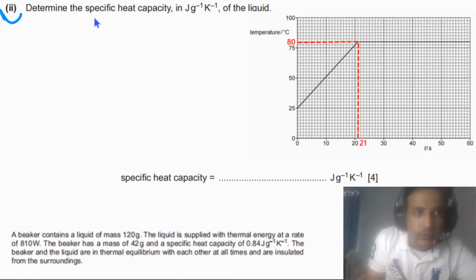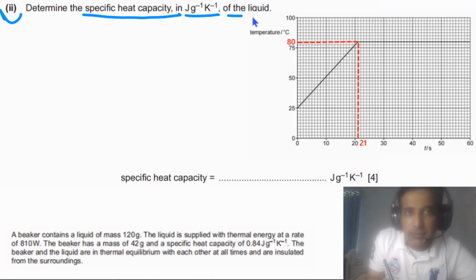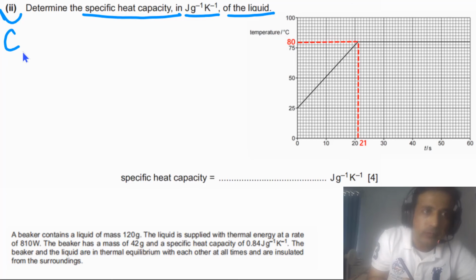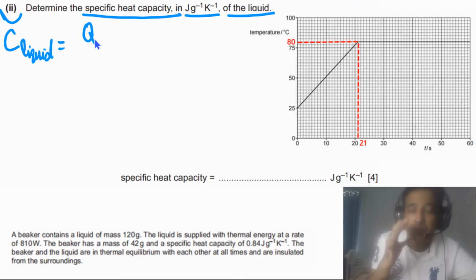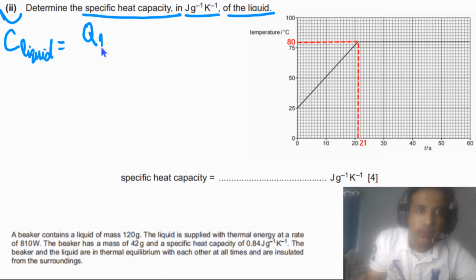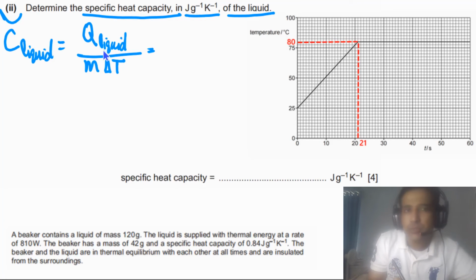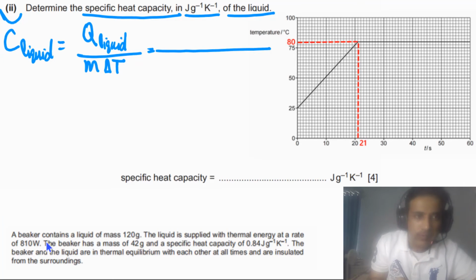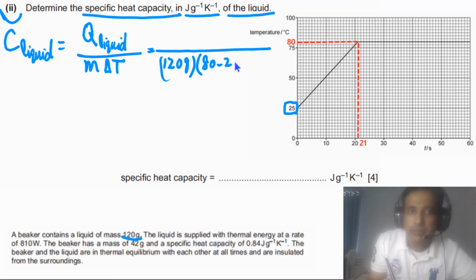Part 2 says determine the specific heat capacity in joules per gram per Kelvin of the liquid. So we need to determine c for the liquid. This has to be equal to Q supplied to the liquid, meaning thermal energy supplied to the liquid, divided by m times delta T, the rise in temperature. In this case Q liquid we don't have, so we can leave that part. The mass of the liquid we have, the beaker contains liquid of mass 120, so this is 120 grams. And the rise in temperature we have from 25 to 80, so we can write 80 minus 25.